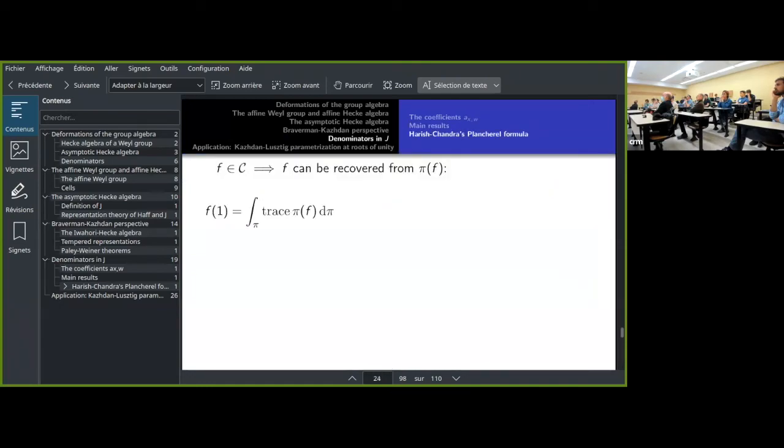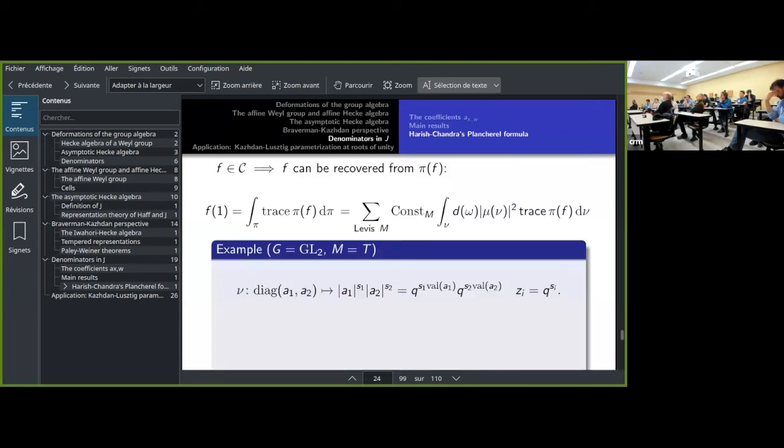And how does that appear? So the point is that if you have any Schwartz function, you can recover it from the endomorphisms it gives. Namely, its value at 1 is the integral of its trace over all tempered representations. What does this look like in practice? Well, from the construction I mentioned, it's some sum over Levi subgroups of some integral over the characters of the Levi, the unramified unitary characters of that Levi.